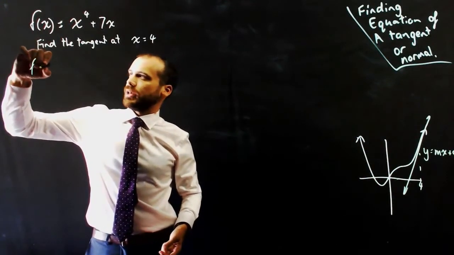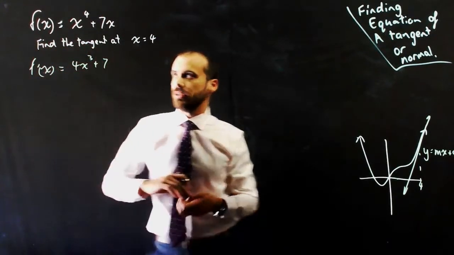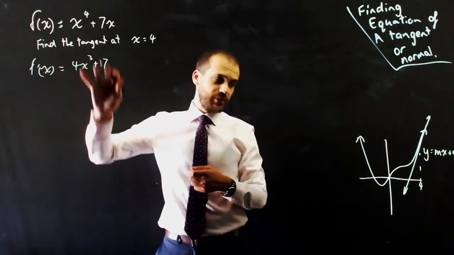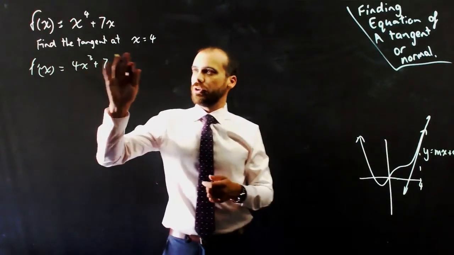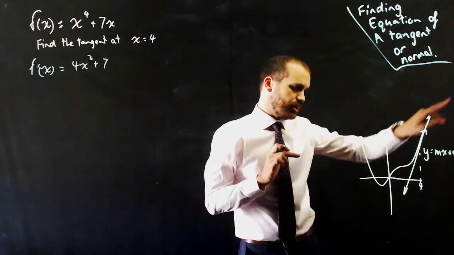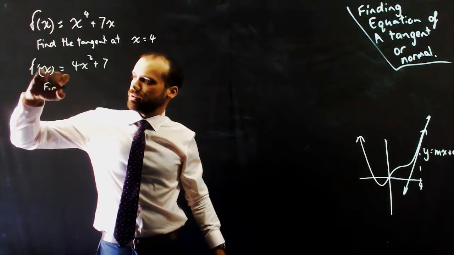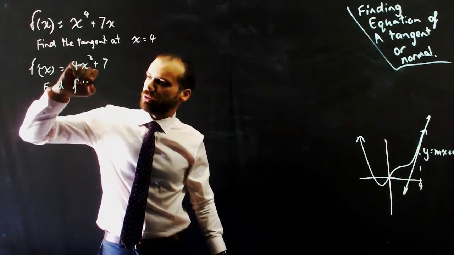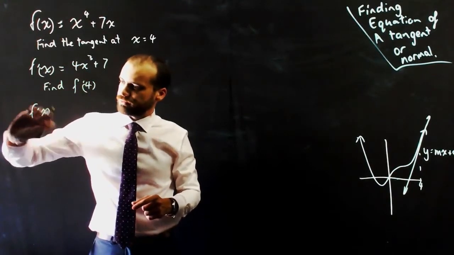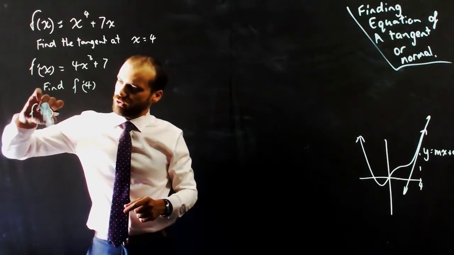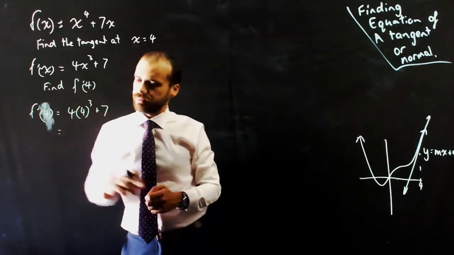So, f dash x is equal to 4x cubed plus 7. So now I have the derivative function of this, a function that tells me the derivative of this equation at every single point. Now, I want to know the derivative of this loopy equation at x equals 4. So, find f dash 4. That means find the derivative when x equals 4. So f dash 4 equals 4 cubed plus 7.